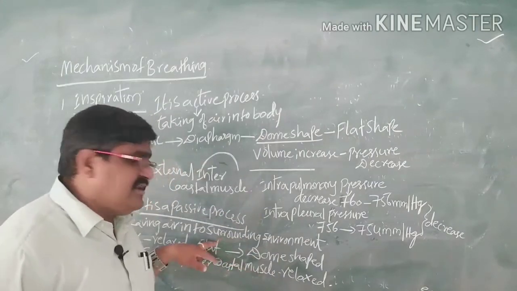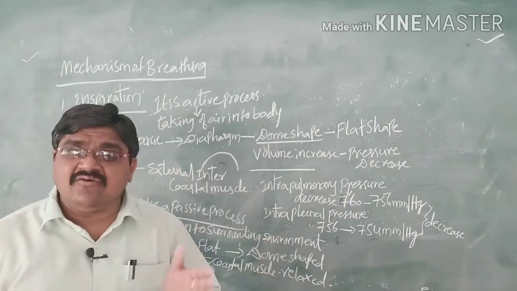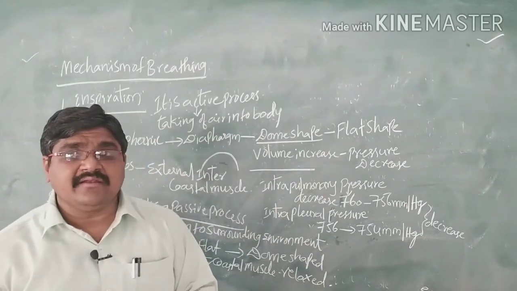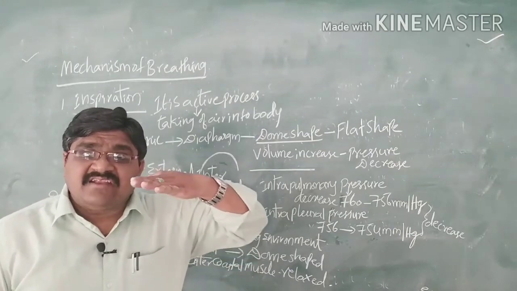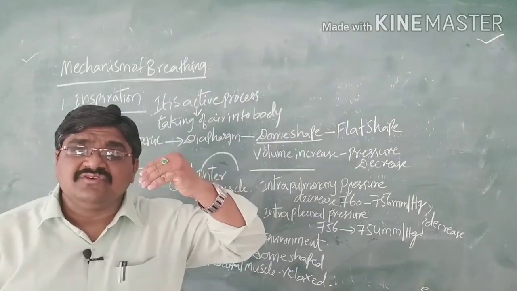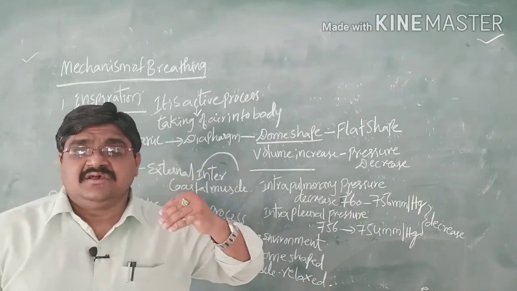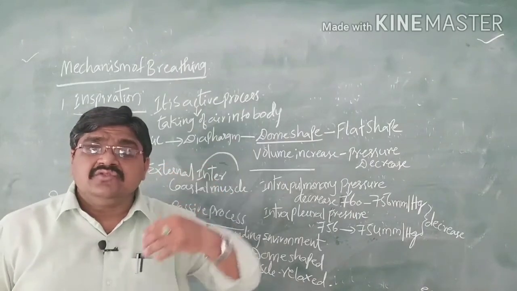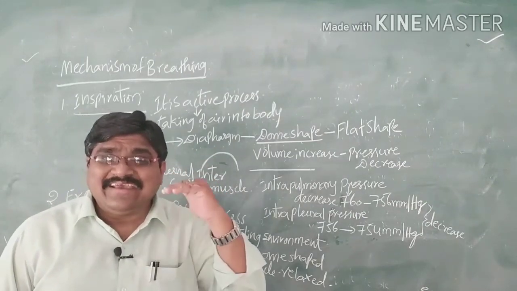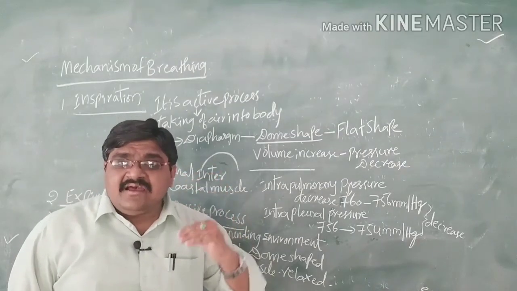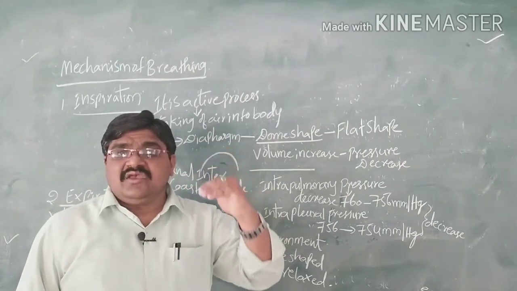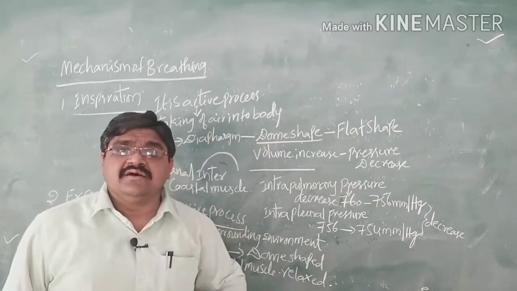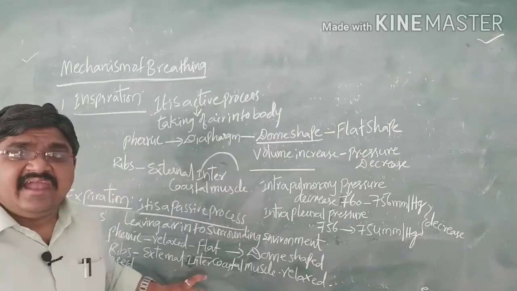In expiration, air leaves from the body to the outer environment or surrounding environment. Here the flat shaped diaphragm becomes dome shaped again, due to relaxation of muscles. So when relaxation happens, the flat shape becomes the dome shape. The volume is gradually decreasing, and the pressures increase. So the air which is present inside will be taken outside into the environment. So this process is called expiration.